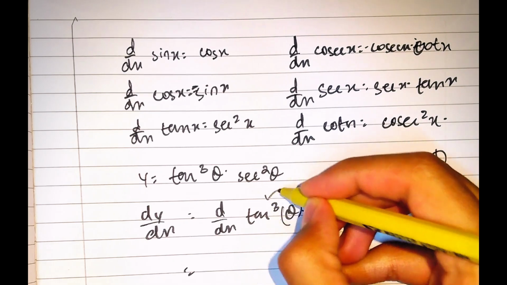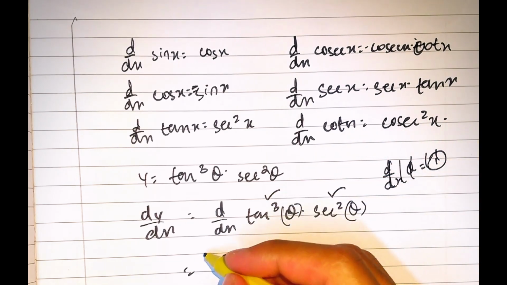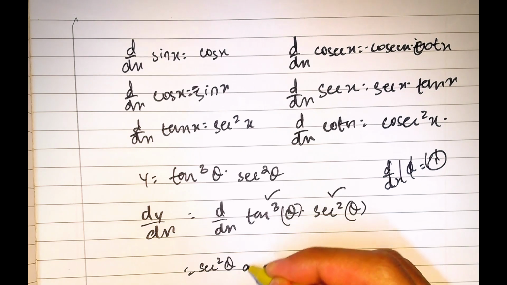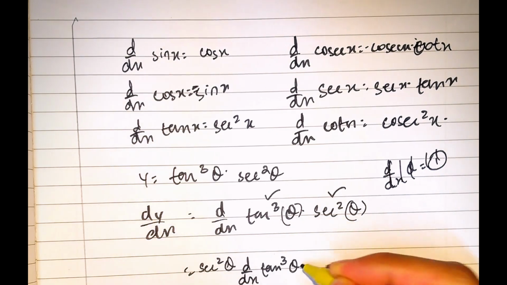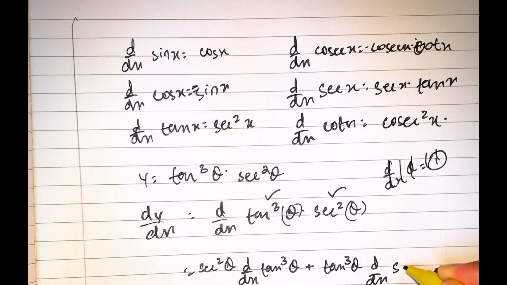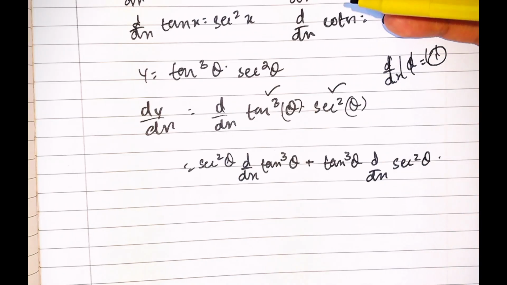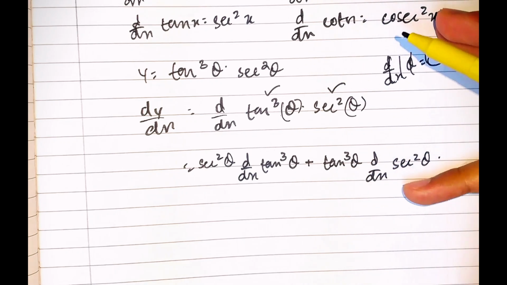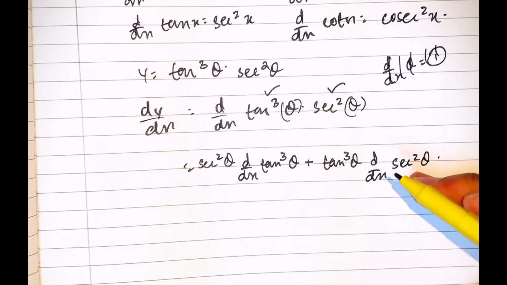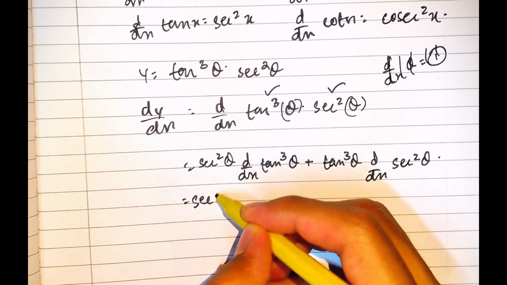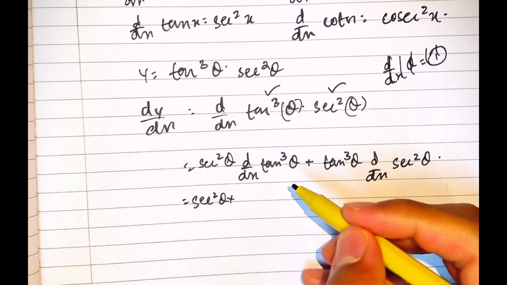Okay, so this is my first function and this is my second function. So the second function as it is, sec square theta, times the derivative of the first function, plus the first function as it is, times the derivative of the second function. Okay, we are having sec x. We know the derivative of sec x is sec x dot tan x, but over here we have secant square theta. So you have to keep in mind we have sec square theta right over here multiplied by the derivative of tan cube theta.